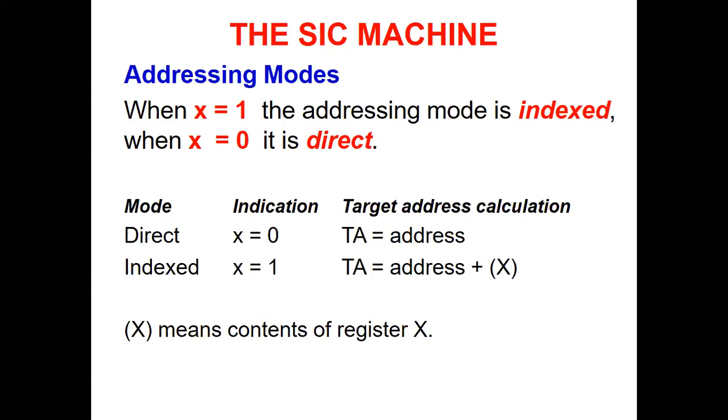If it is direct, then whatever is in the 15 bits will be NUM. If X is a one, that is index addressing, NUM will be what you have in the 15 bits plus what you have in the index register. Okay. Is that understood so far? Any query? Okay, so let us continue.